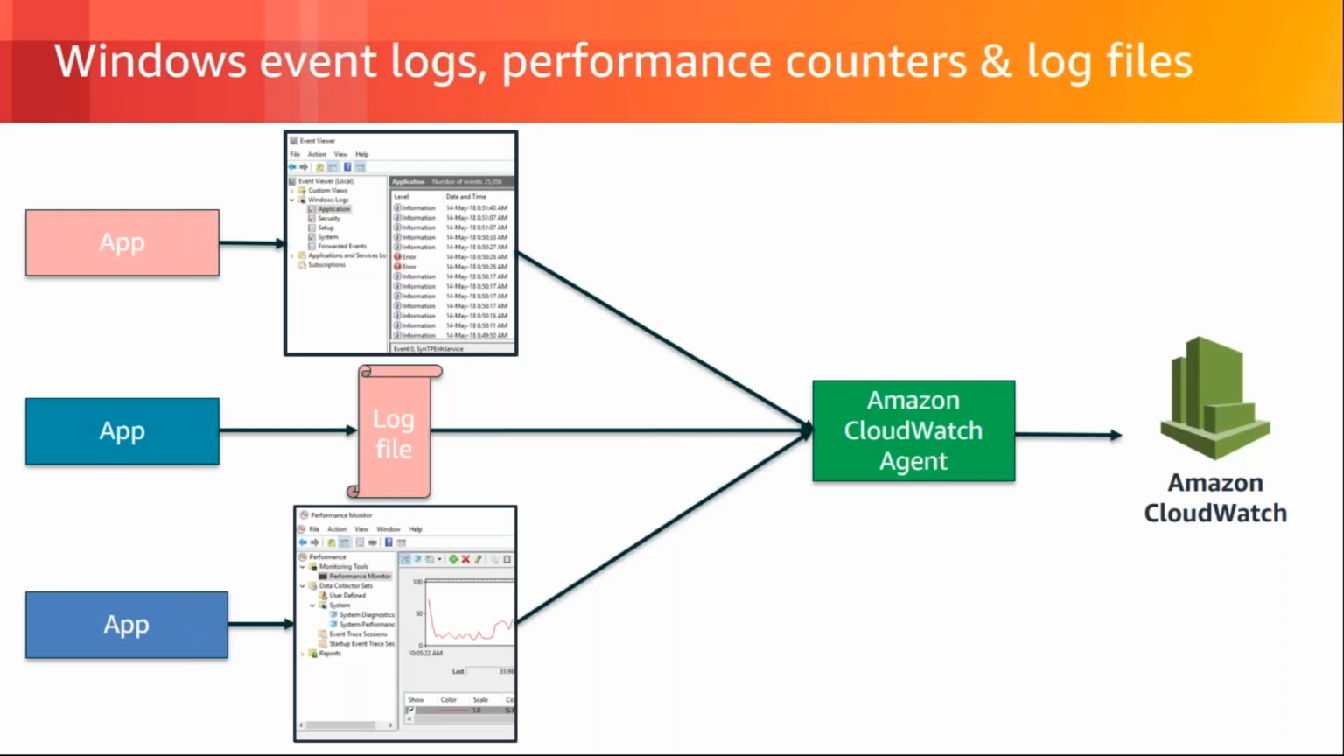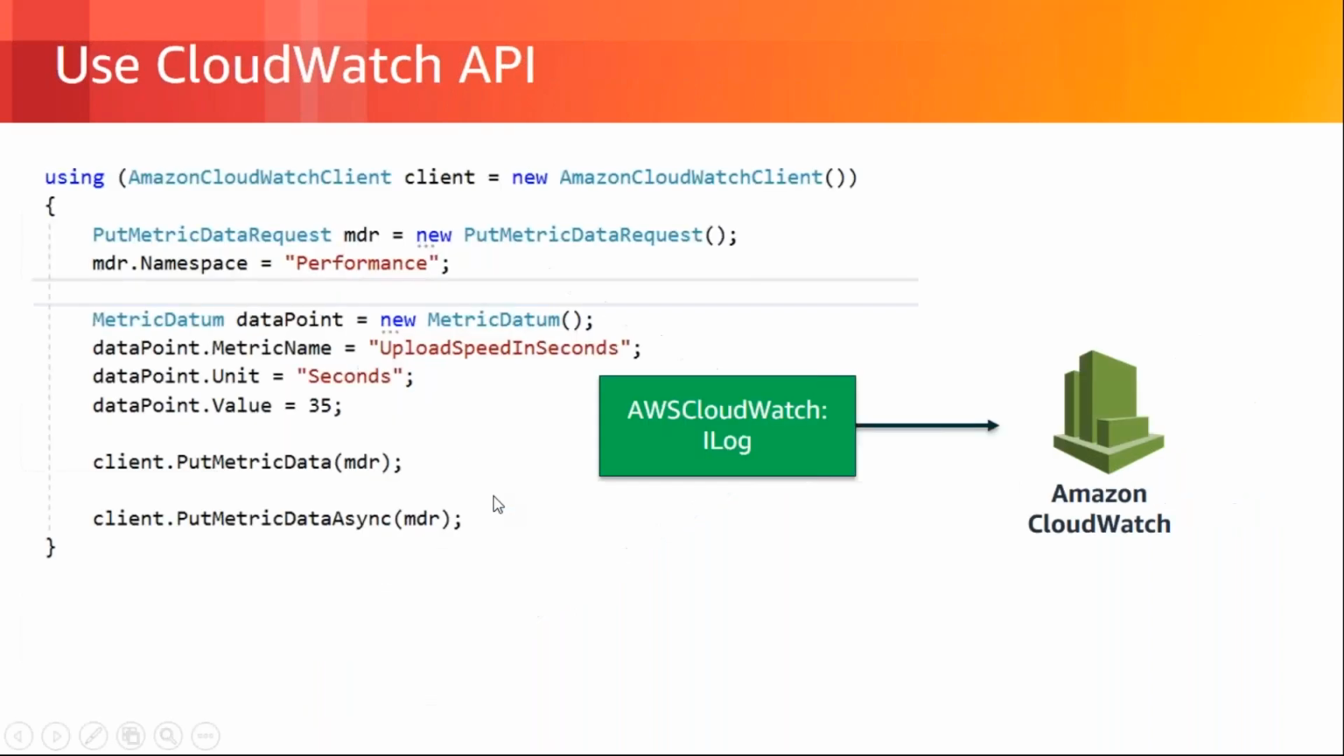You can make changes to your logging approach. If you are already using Windows event logs, Windows performance counters, or if you track log files on your IIS website, the CloudWatch agent can read them. The CloudWatch agent runs on your EC2 Windows machines, reads this information and sends it to a central location. So if for some reason this application fails, your logs are available. You can also use the CloudWatch .NET API to write directly into the central location.